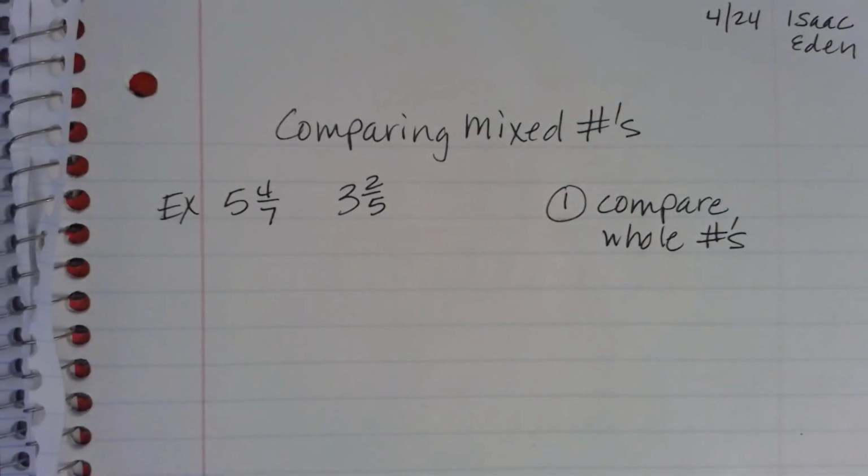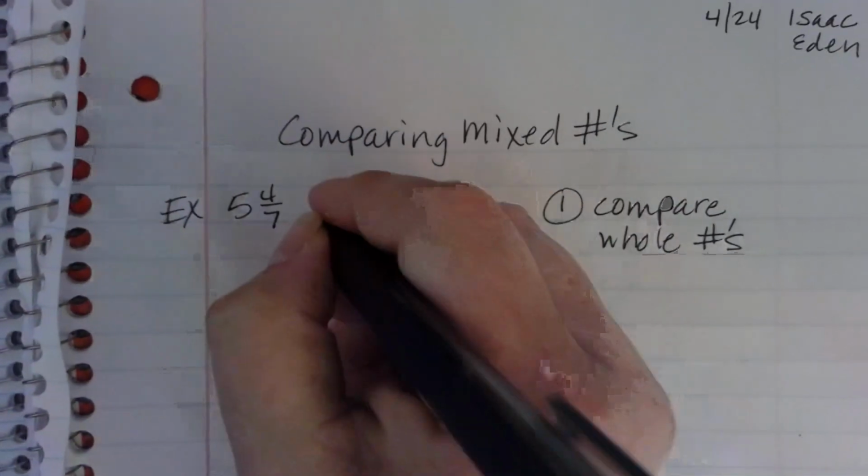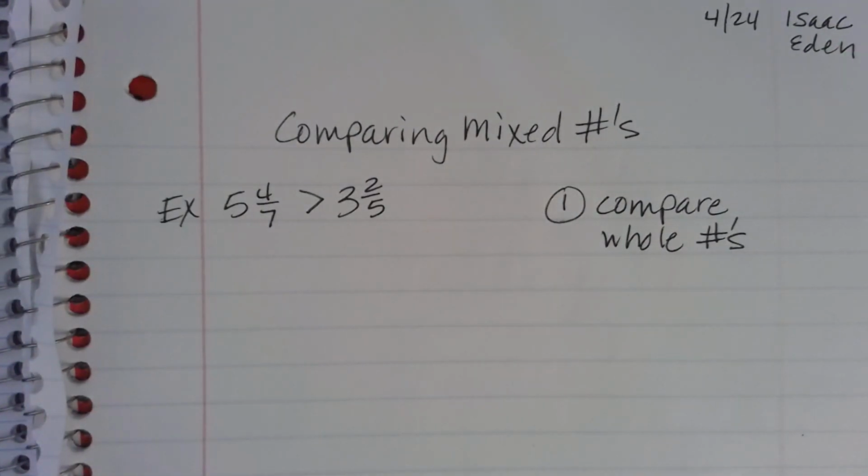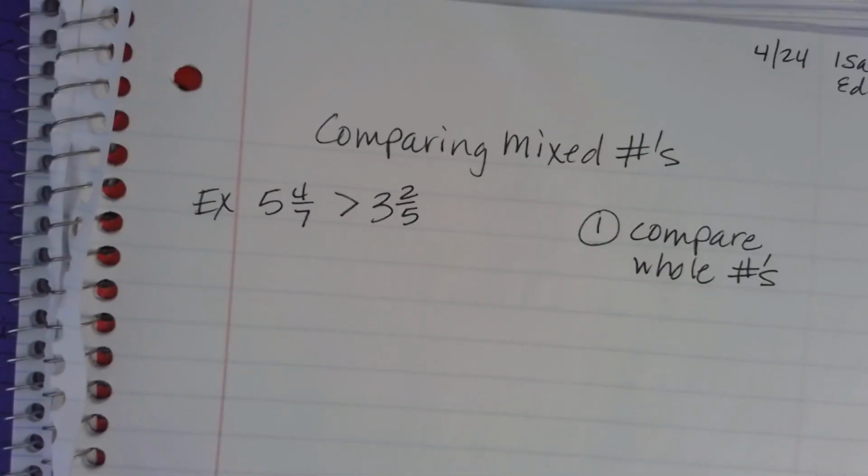Now this is the easiest place to start. When I look at two numbers like 5 4/7 and 3 2/5, this is a beauty, right? What's bigger, 5 or 3? 5. Holy guacamole, everyone. What is bigger? 5. Thank you, 5th grade. 5. So that one, boom. 5 4/7 is bigger. Okay, so that's one of the easy ones.